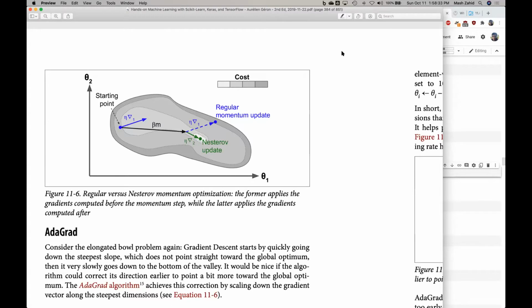So it's two different ways. The blue dot on the right is where you would get with the regular momentum update, but the green dot is where you'd get with the Nesterov update. Does that make sense? It makes sense. Yeah, absolutely. Thanks.